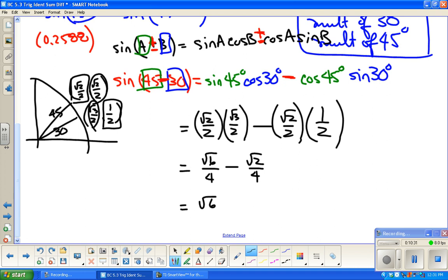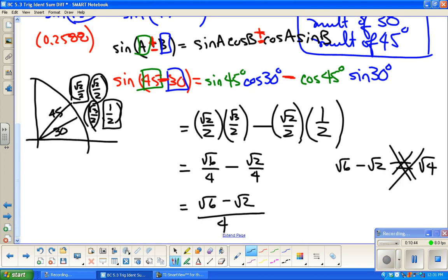So what we're going to do is write square root of 6 minus square root of 2 over 4. Okay, quick little side note here. Square root of 6 minus the square root of 2 is not equal to the square root of 4. Not the same thing. You cannot undistribute or factor out a square root and call that square root of 6 minus 2. Illegal, can't do it. Can't divide out anything here. This is, as we like to say in the biz, done.